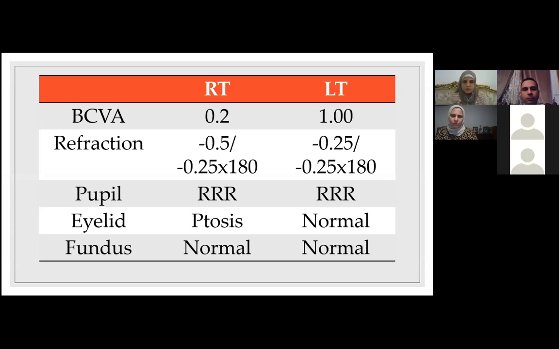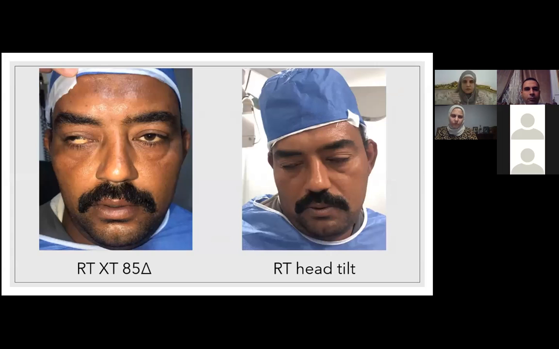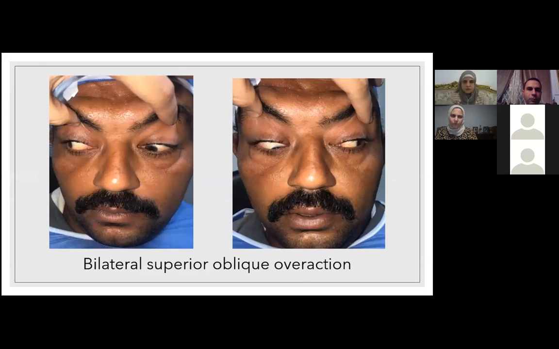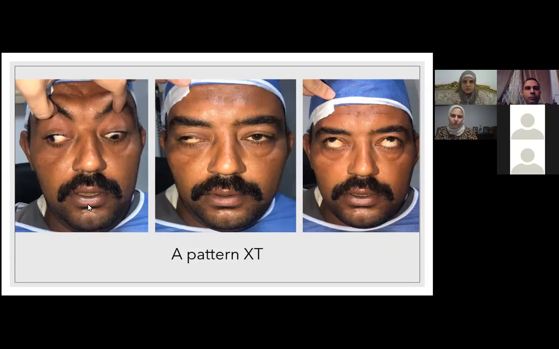So in the primary position, he has right exotropia of 85 prisms, and the head was showing a right head tilt. On the side and upwards gazes, he has no inferior oblique overaction. But here we have bilateral superior oblique overactions that are well seen. Regarding the pattern, he has an A pattern exotropia. Here we have the A pattern well seen, the downwards position, the primary and the upwards position.